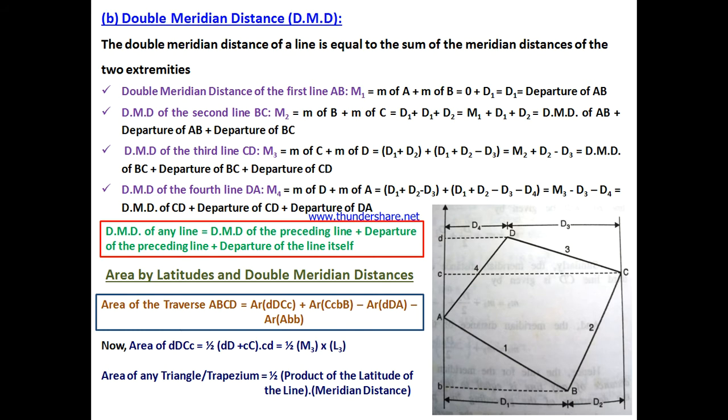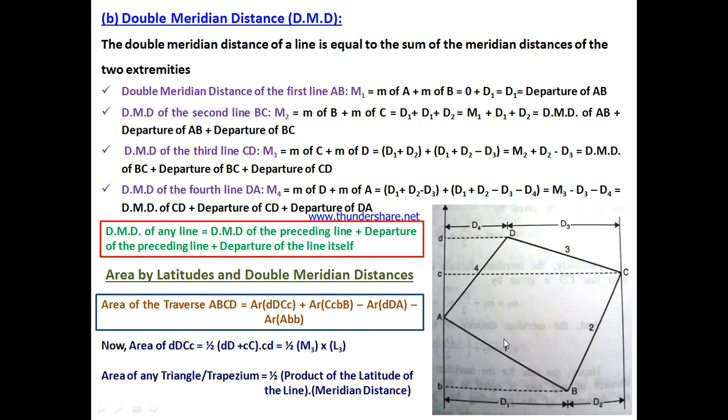be equal to the double meridian distance of the preceding line plus the departure of the preceding line plus the departure of the line itself. And now what is the difference between the double meridian distance method and the meridian distance method? Here you can see that we are not taking half distance. We are not considering this particular half point, rather we are considering double meridian distance, meaning double distance, or we can say full length.